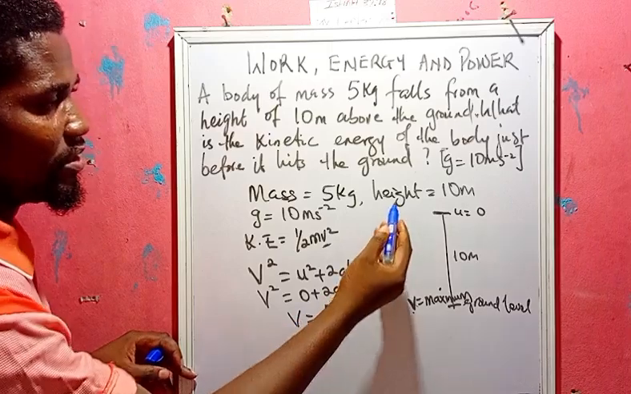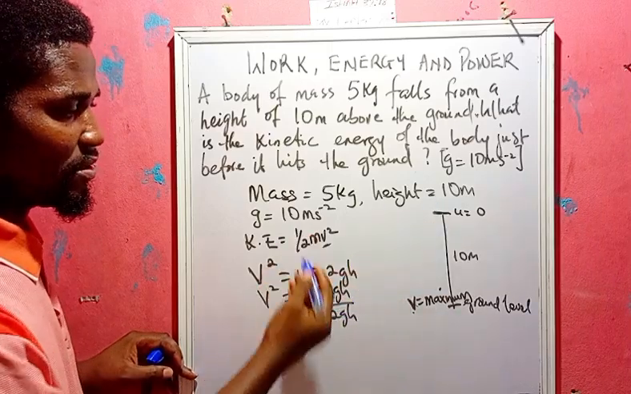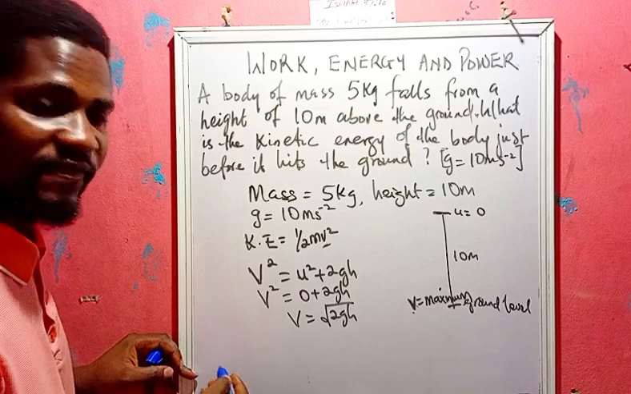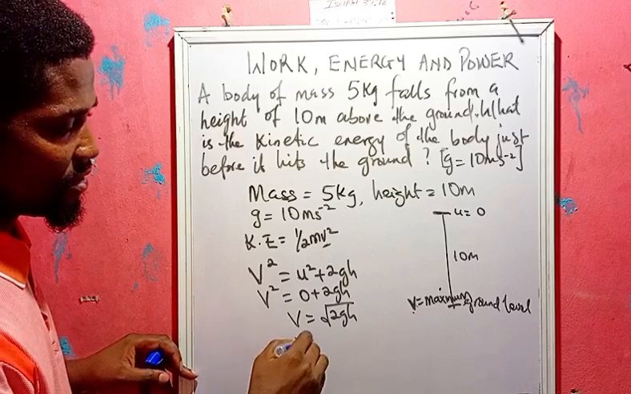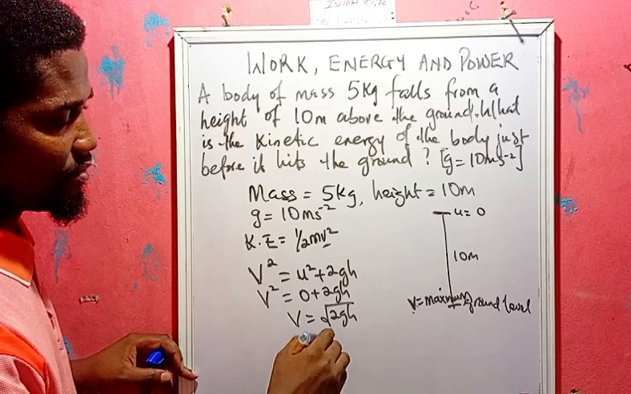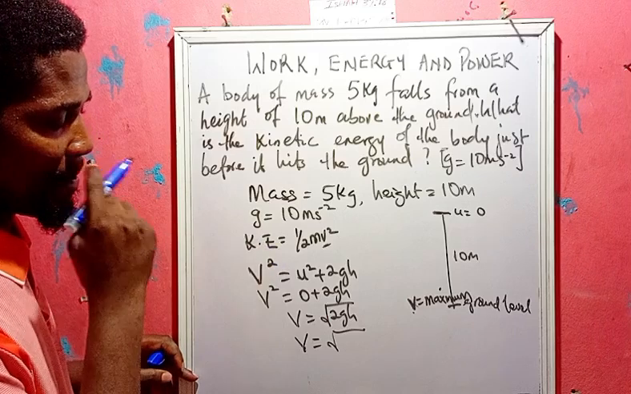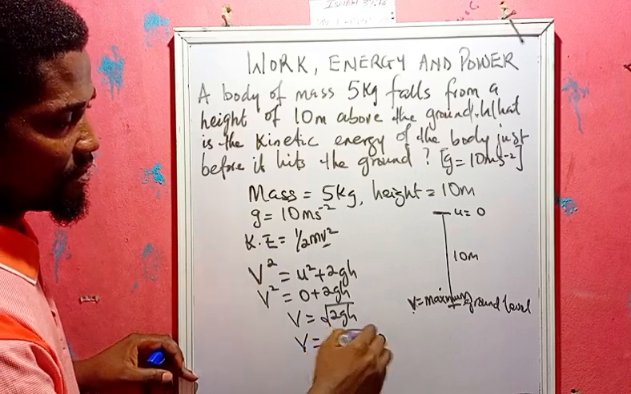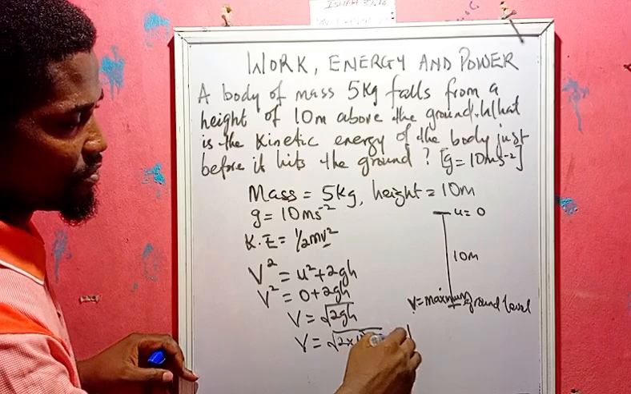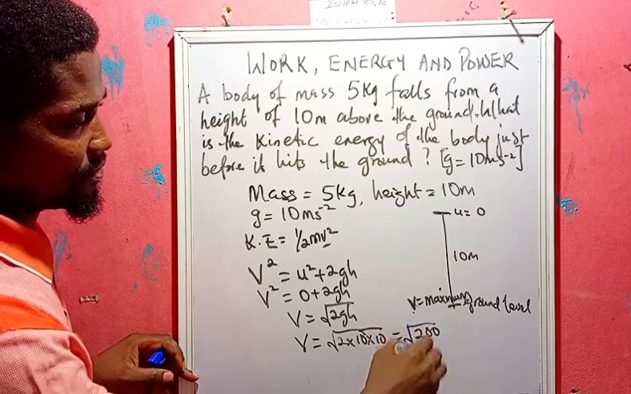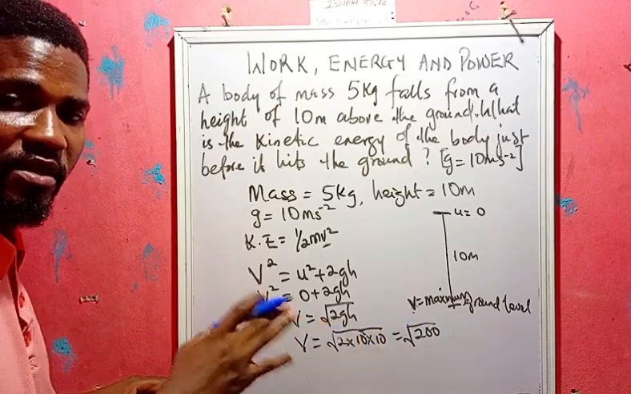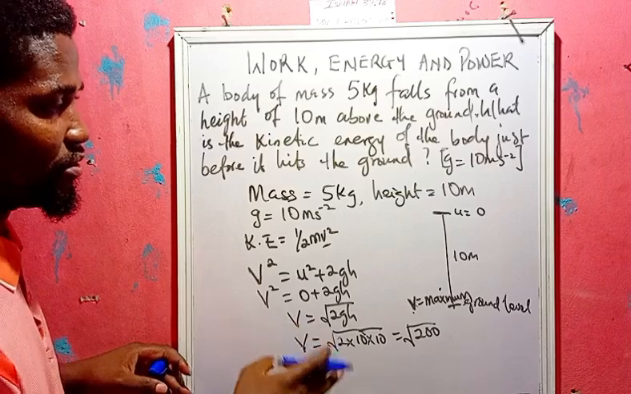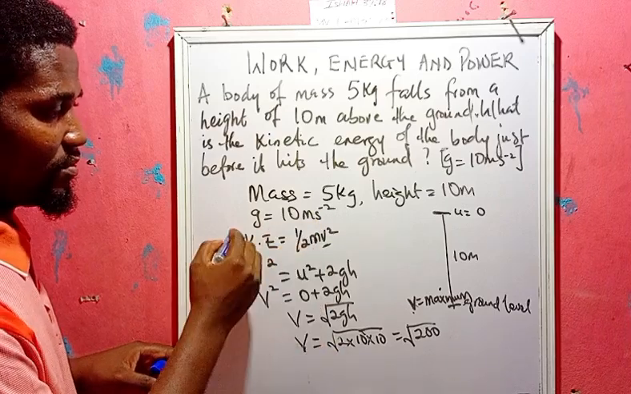We have known that our h is 10, our g is 10, and our mass is 5. So just substitute here. We will have the square root of 2 times 10 times 10. That is of course the square root of 200. We can leave that at that because we're still going to use it in this formula.